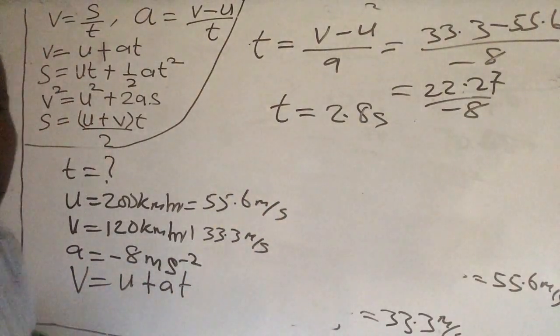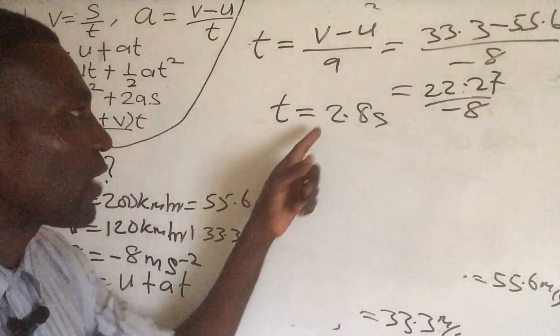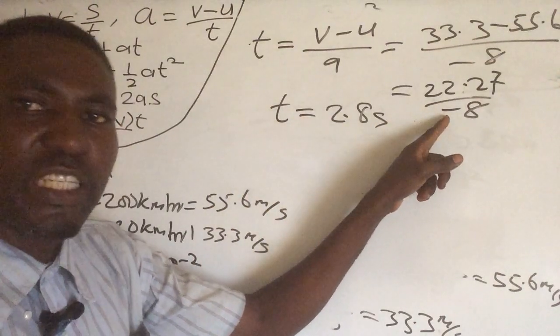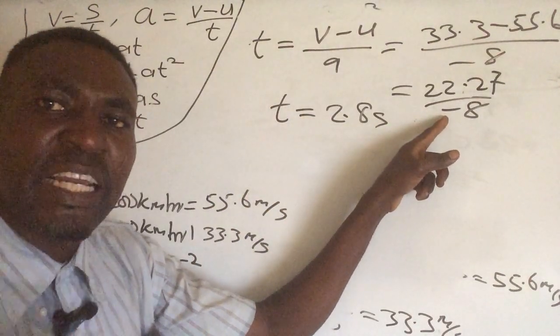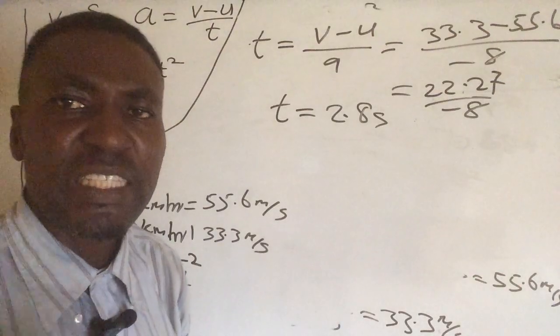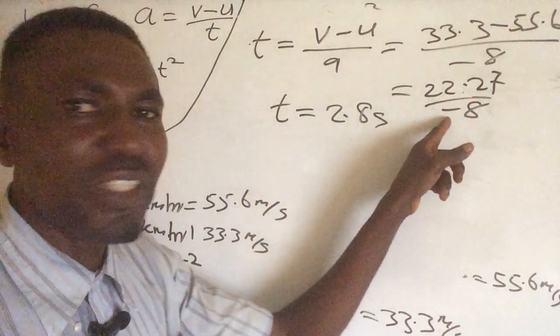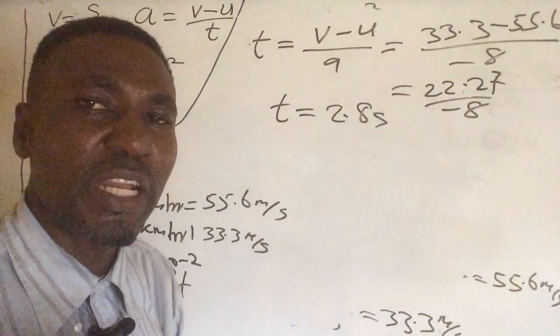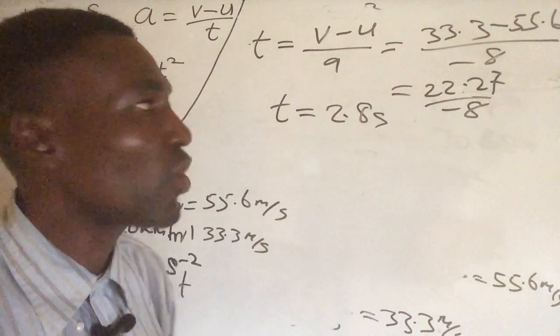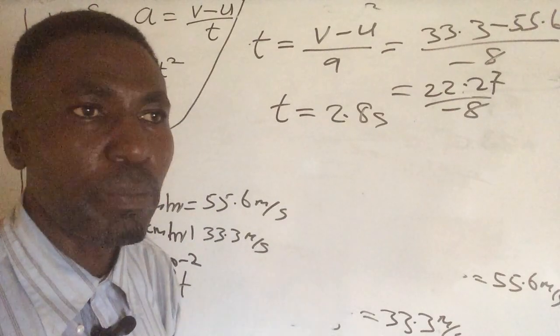Then you may ask me why minus is not here. This minus is indicating negative acceleration. It is indicating that a car is stopping. Our time cannot be minus. The minus sign is showing that the acceleration we are talking about is negative. So it will not affect our time. That is the simple rule.